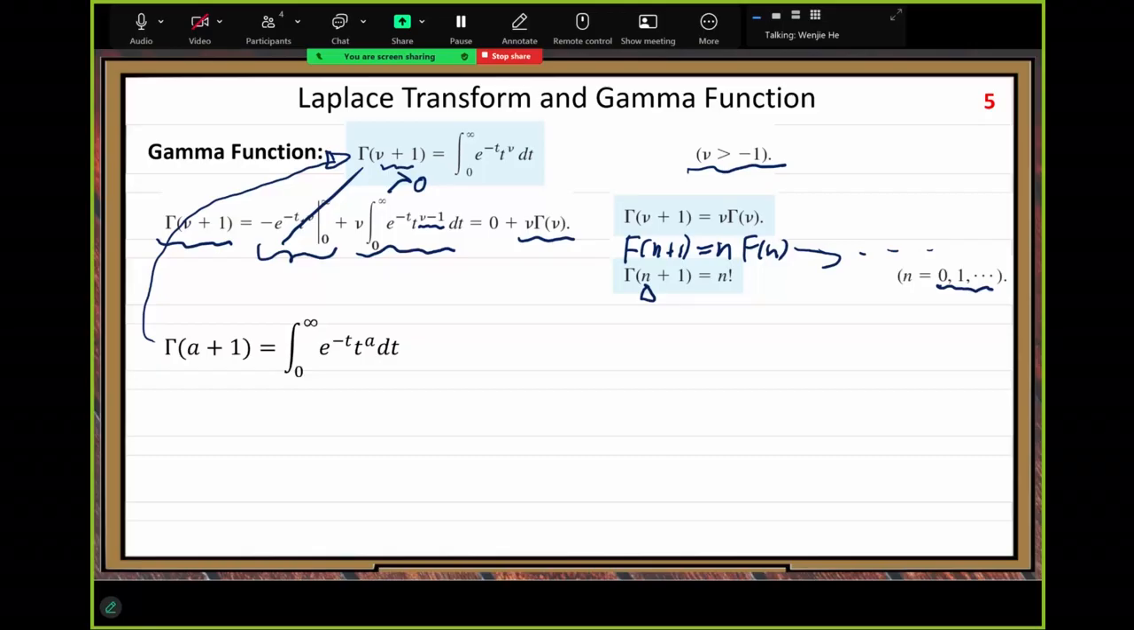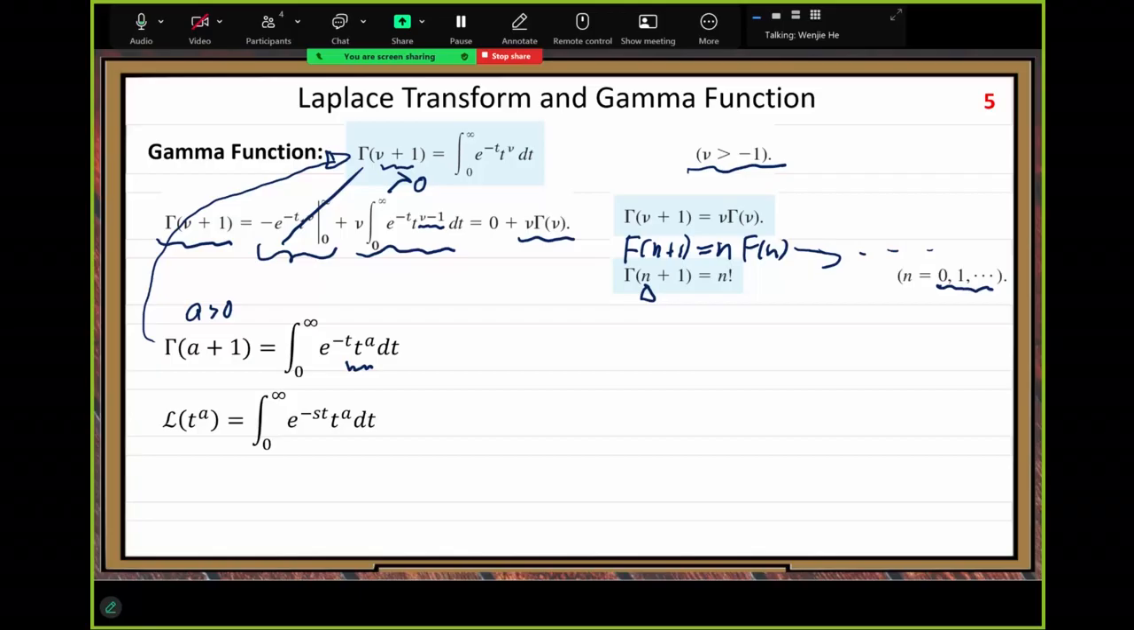Here we need a to be positive, because remember our goal: we want to calculate the Laplace transform of t to the a, the power function. In that power function, we need a positive. Now, let's do that trick. Let's calculate the Laplace transform of t to the a.